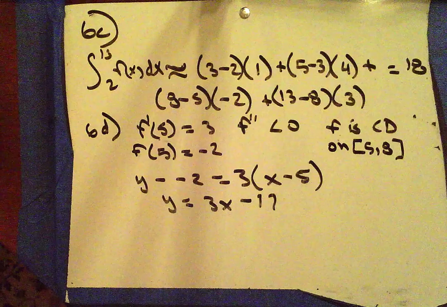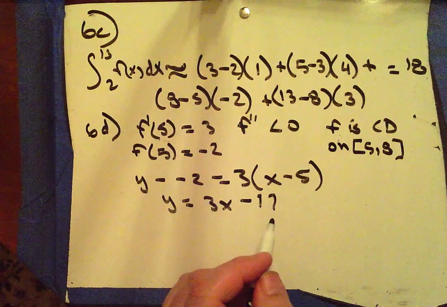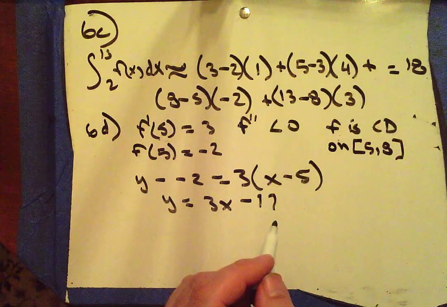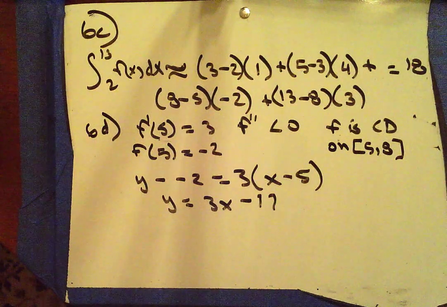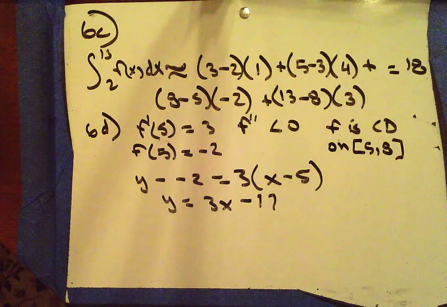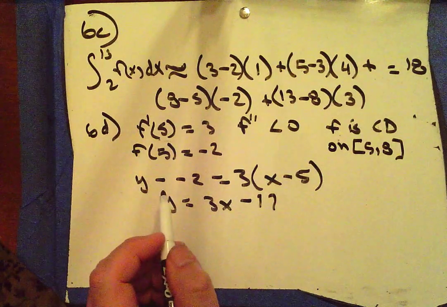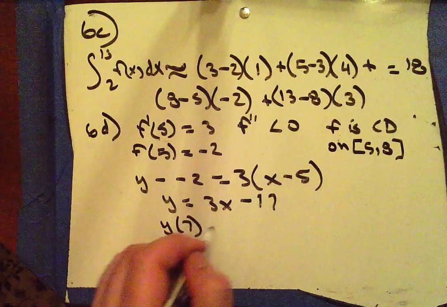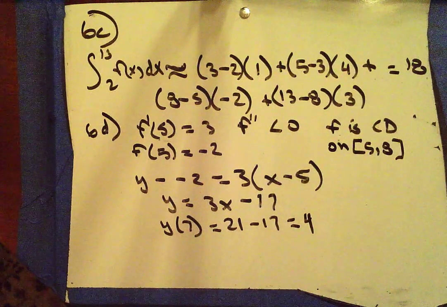Okay, and what do they want me to do here? Show that f of 7, use a tangent line to show that f of 7 is less than or equal to 4. Use a secant line. Oh, well, we're just using the tangent line. So our tangent line approximation for f of 7, y of 7 equals 21 minus 17 equals 4.